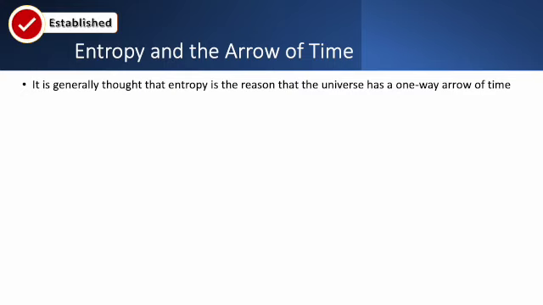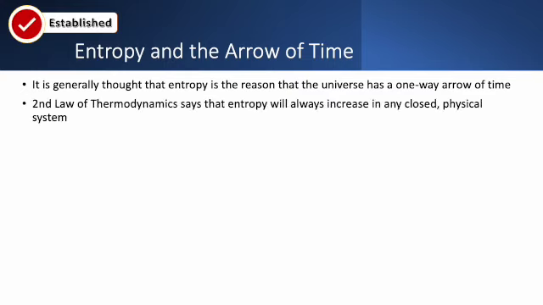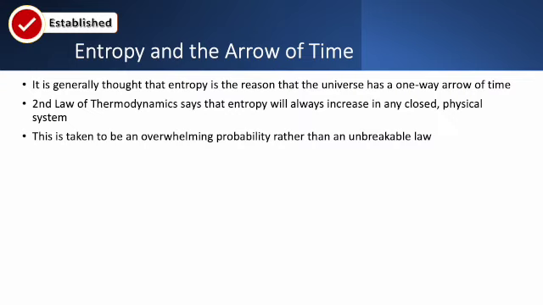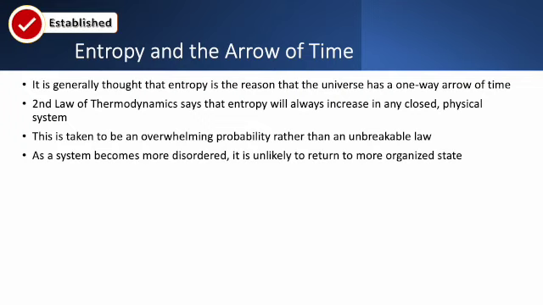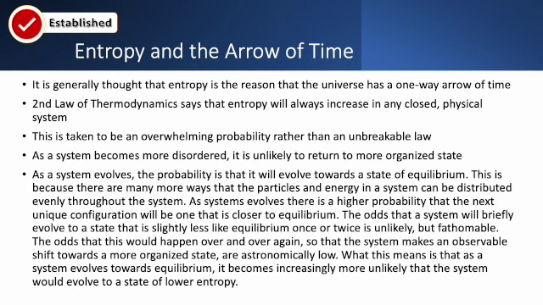It's generally thought that entropy is the reason that the universe has a one-way arrow of time. The second law of thermodynamics says that entropy will always increase in any closed physical system. This is taken to be an overwhelming probability rather than an unbreakable law. So as a system becomes more disordered, it becomes more unlikely that it will return to a more organized state.